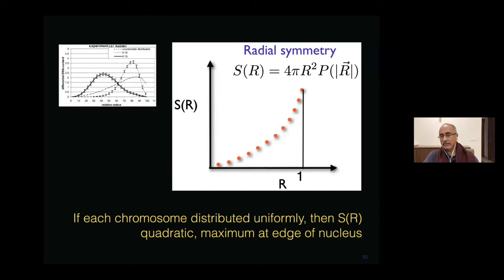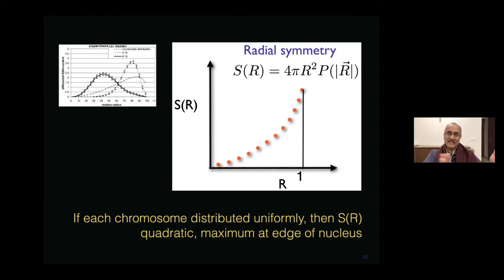If p of r was completely constant, if it didn't change at all with location r, then S of r would just be 4 pi r squared multiplied by some number, which would just go up. So it would be small near the center of the nucleus and large towards the periphery. This is what you would expect if there was an equal probability of finding a chromosome anywhere inside the nucleus.